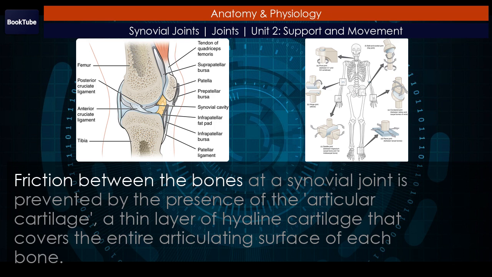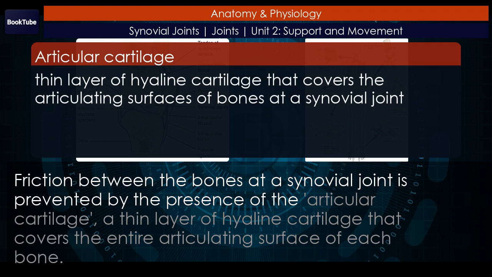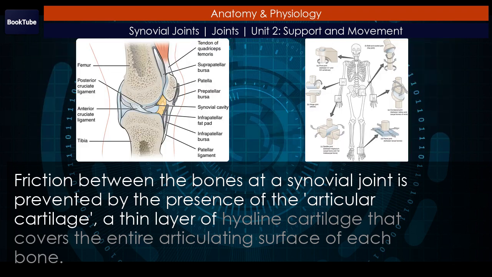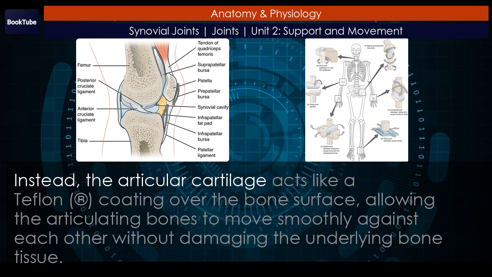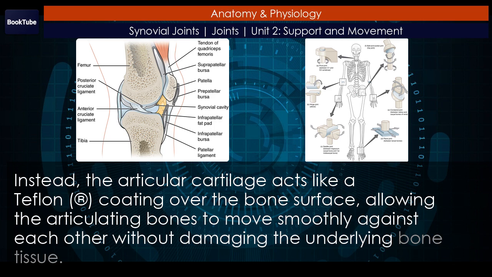Friction between the bones at a synovial joint is prevented by the presence of the articular cartilage, a thin layer of hyaline cartilage that covers the entire articulating surface of each bone. However, unlike at a cartilaginous joint, the articular cartilages of each bone are not continuous with each other. Instead, the articular cartilage acts like a Teflon coating over the bone surface, allowing the articulating bones to move smoothly against each other without damaging the underlying bone tissue.